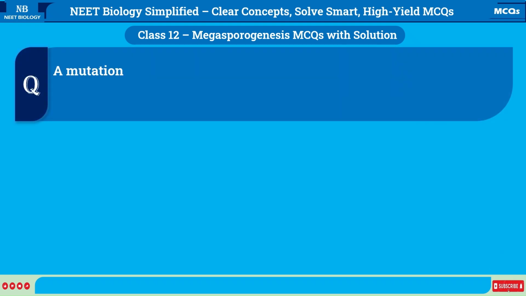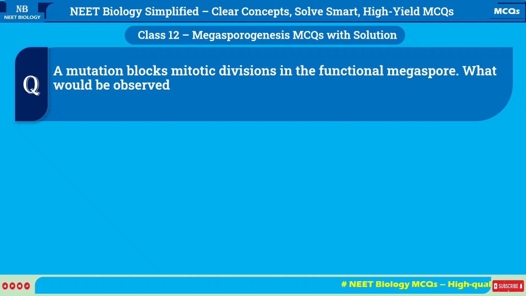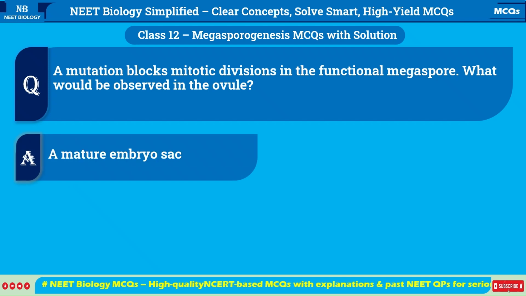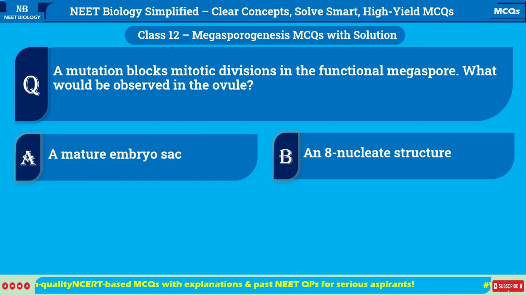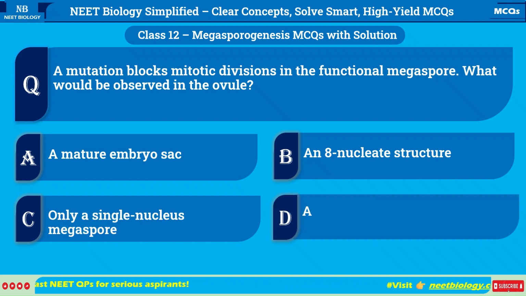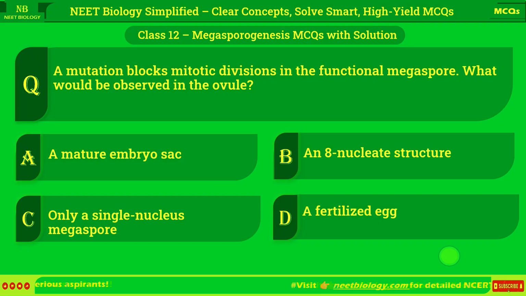A mutation blocks mitotic divisions in the functional megaspore. What would be observed in the ovule? A. A mature embryo sac. B. An 8-nucleate structure. C. Only a single nucleus megaspore. D. A fertilized egg.